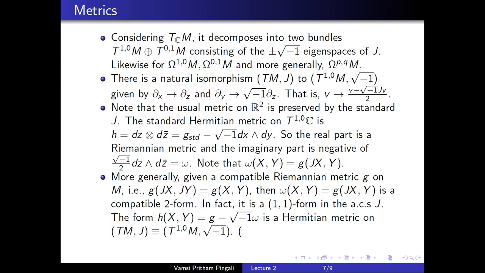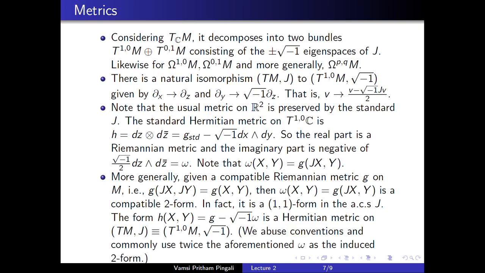Okay. By the way, there's a small convention point here. I have a half here, right? From now on, I'm going to forget about this half. It's a matter of convention, right? What I say is usually going to be correct up to a factor of half or 4 or 2 or some such thing. Okay, so please be a little careful about that.